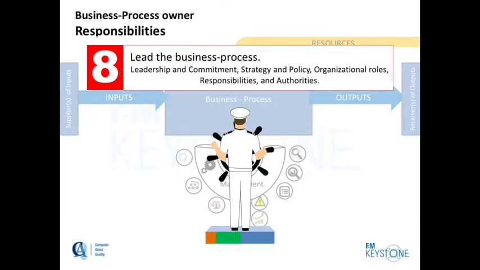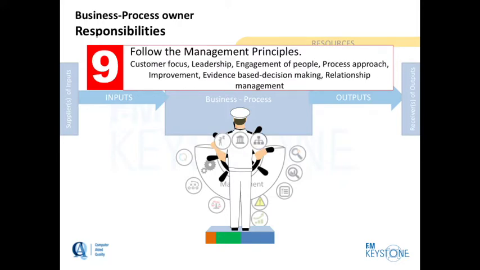Number 8. Lead the business process. This is the ultimate goal of a business process owner. That means you represent the leadership and commitment in this process. You know and apply the business policies in this process. And you assign operational responsibilities and authorities to the people participating in your process.